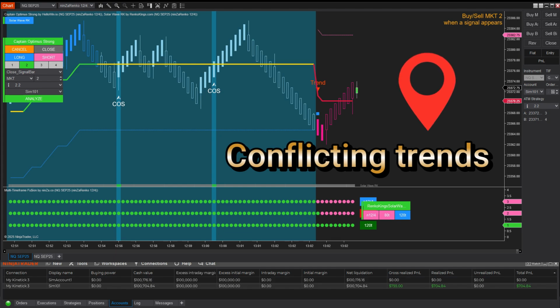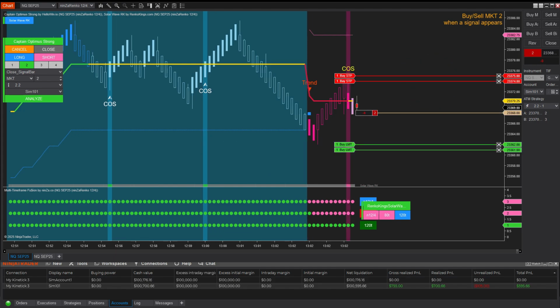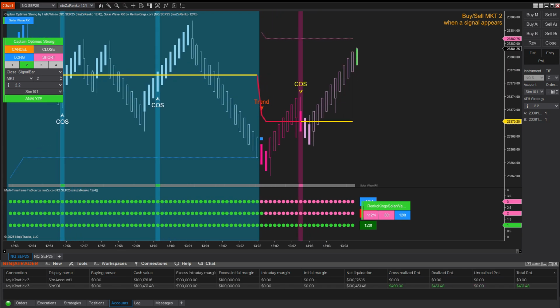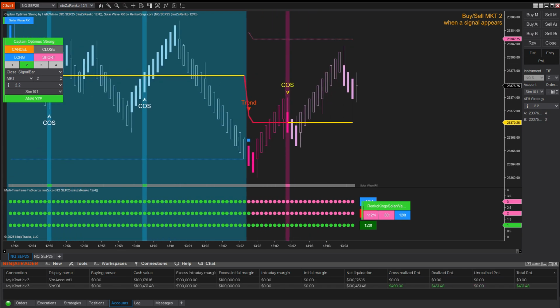We've now entered a phase where the market is no longer showing clear trend agreement across time frames. Even so, Captain still went ahead with the trades.